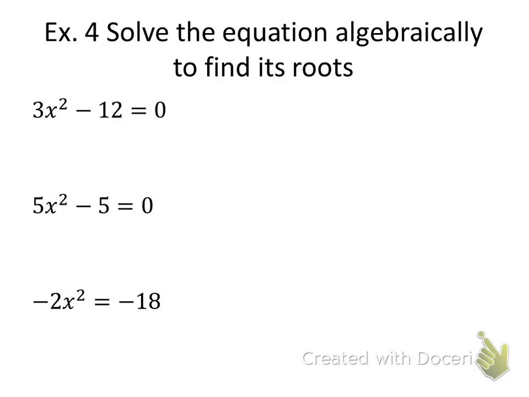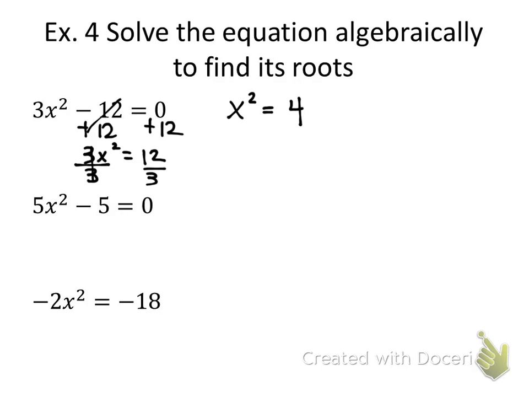All I want to do is solve for x. Do y'all remember doing this on the last test? Okay. Carlos, what would you do first? Add 12. Very good, because I'm trying to get x all alone. So I add 12 to both sides. And I get 3x squared is equal to 12. And then you divide by 3. X squared is equal to 4.